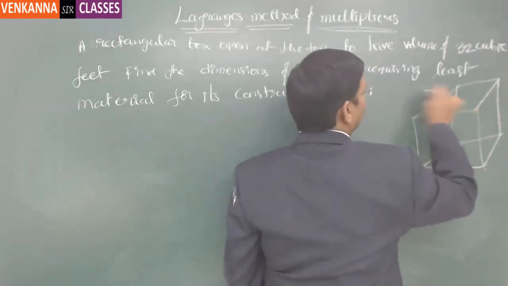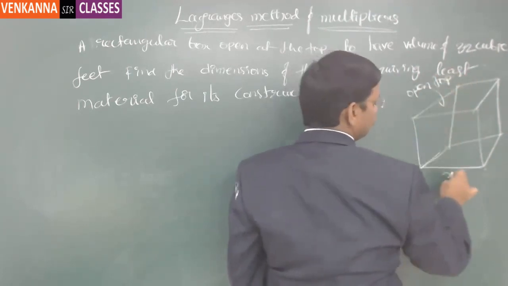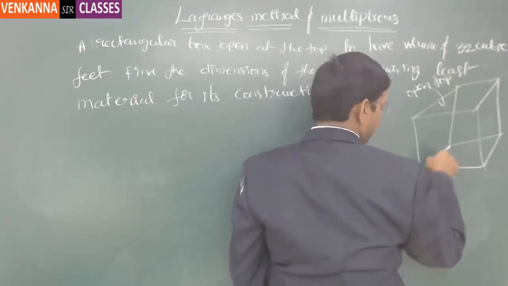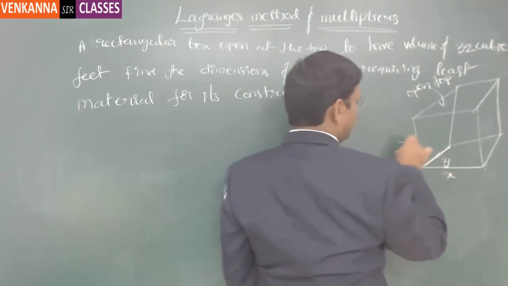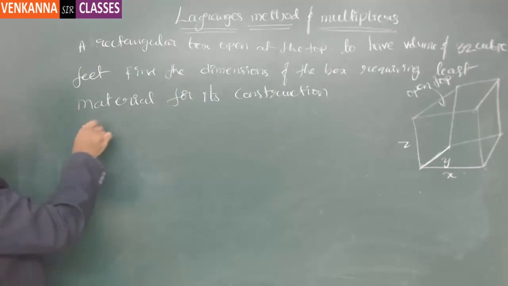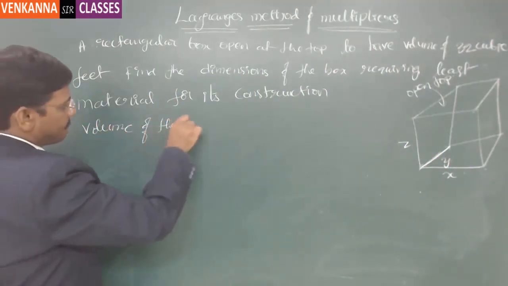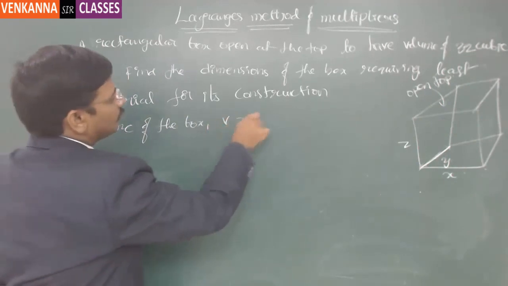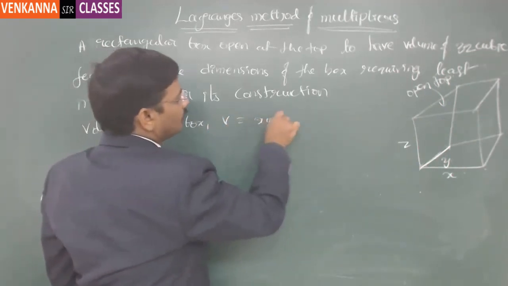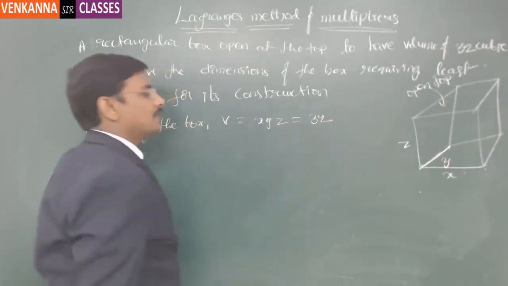Now this is open top. Let us say this is X and this is Y and the height is Z. Now the volume of the box will be V is equal to X into Y into Z. So this will be 32 cubic feet. So this condition is fixed.